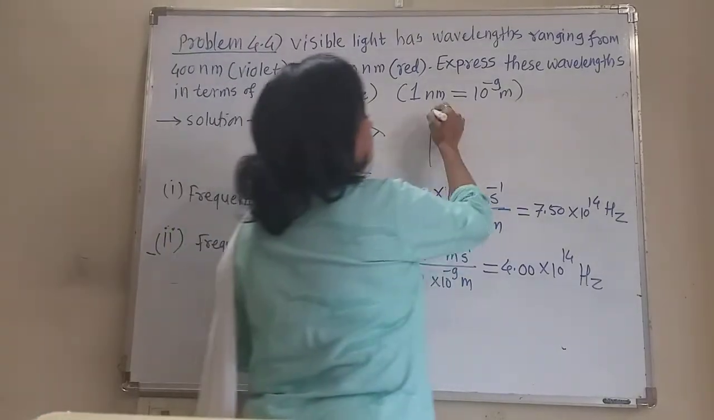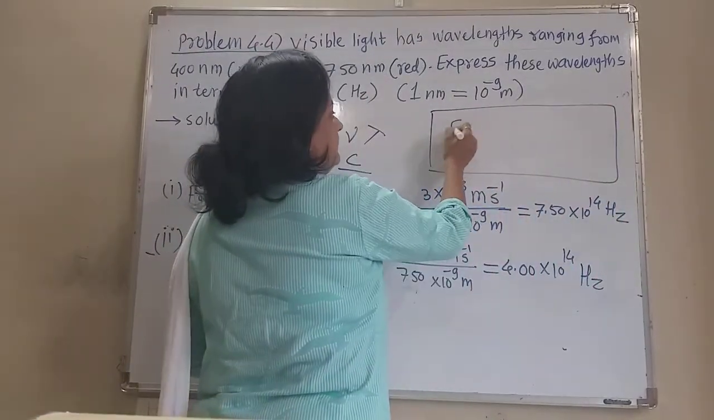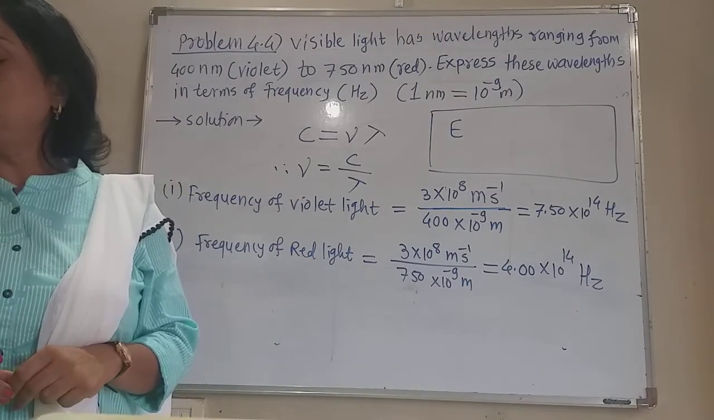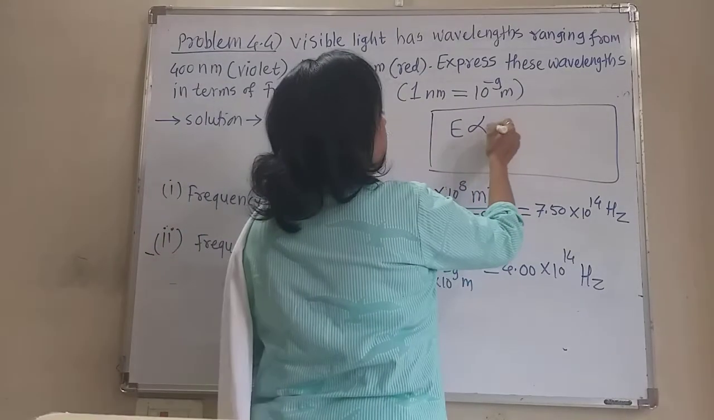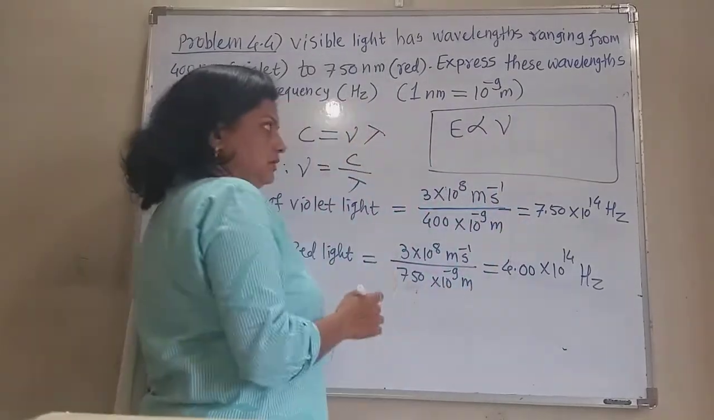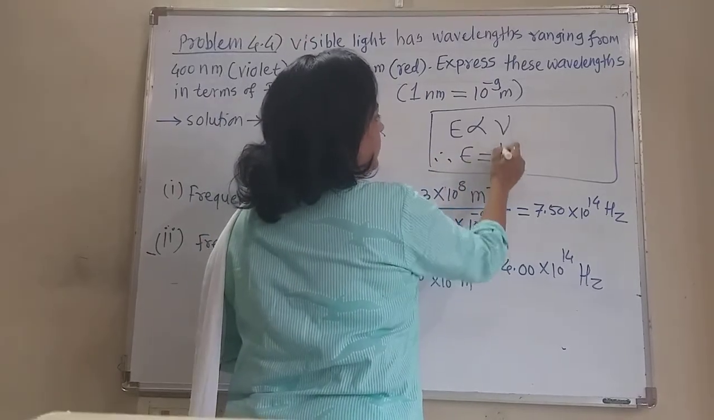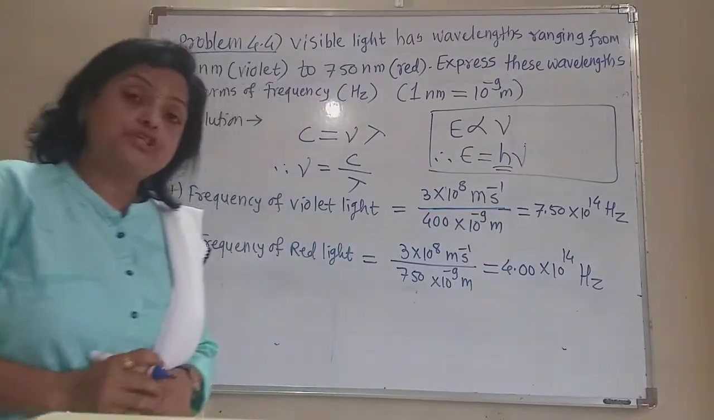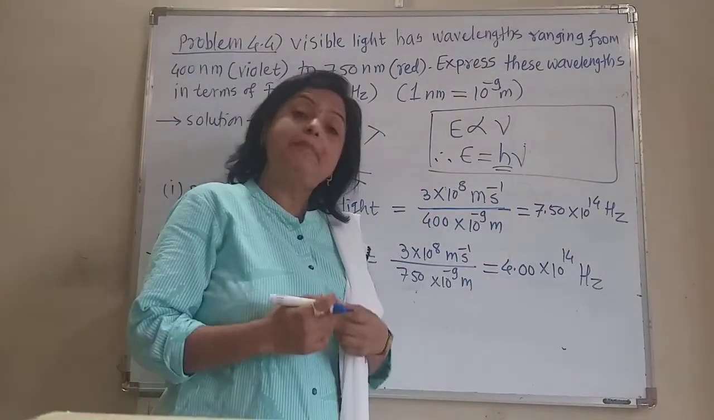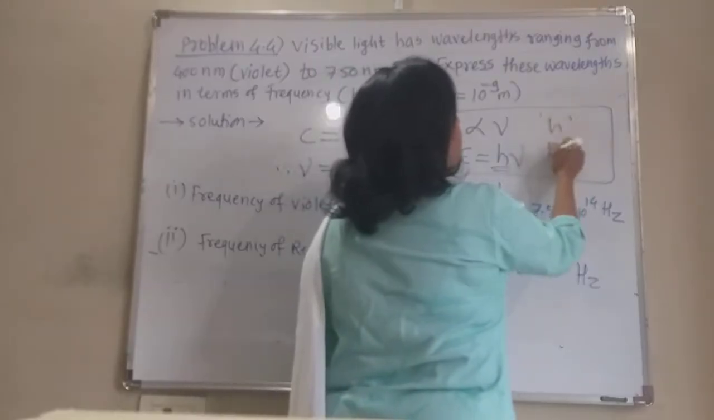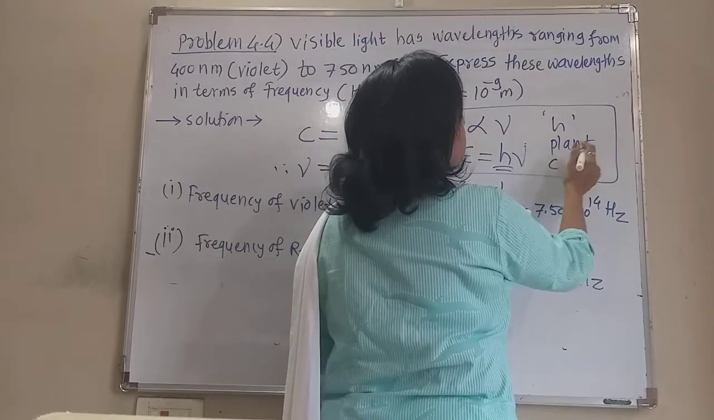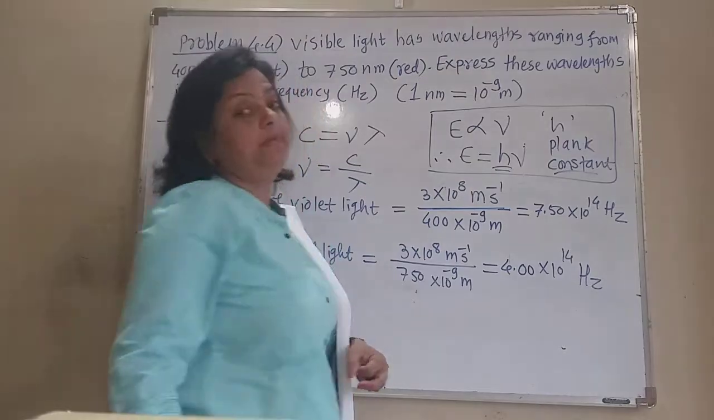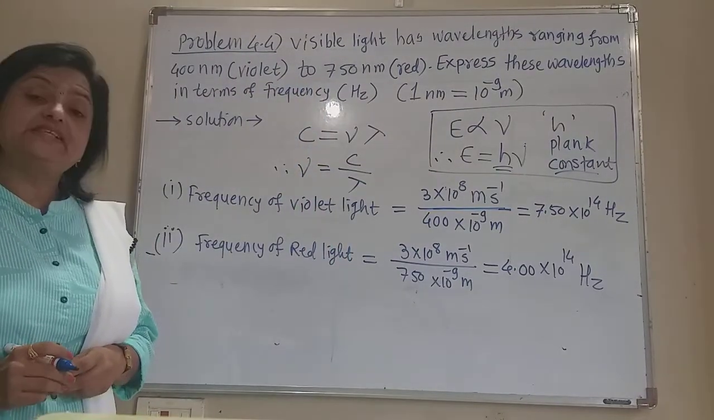Here I write that equation. E, the energy of the photon, is directly proportional to the frequency of the light, and therefore E = h ν. What is h? h is the proportionality constant, and as this relation is given by Planck, the small h is called the Planck constant.